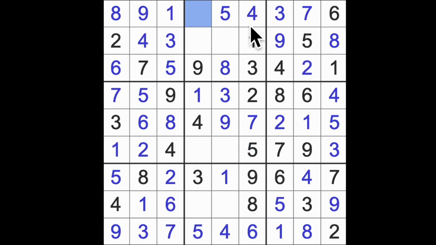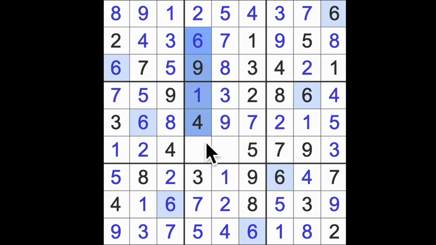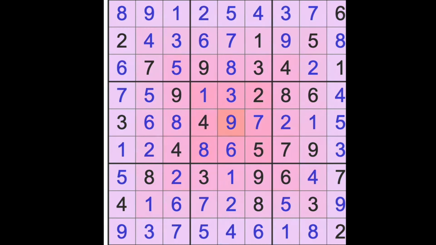We still need a 2 for this row here. Let's put it in, and the 2 blocks down and gives us a 2 there. Here we are looking for a 7. And 7 blocks back up here, so that will be the 7. And this will be 6. 6 blocks down here gives us 6 there. And finally, an 8 finishes the game.